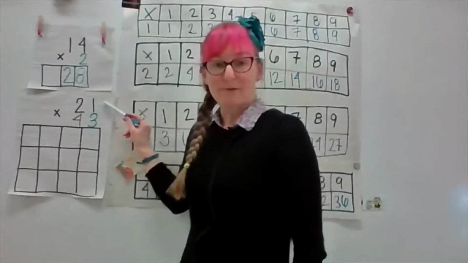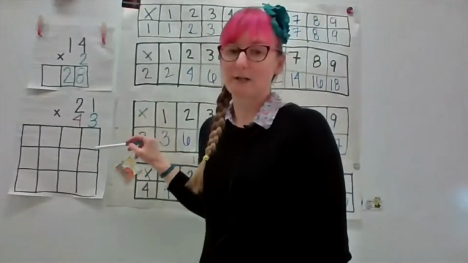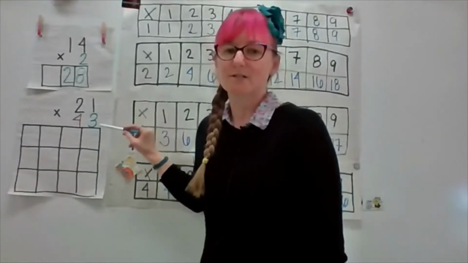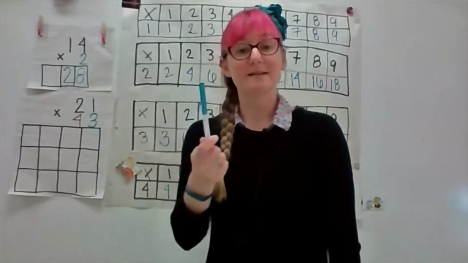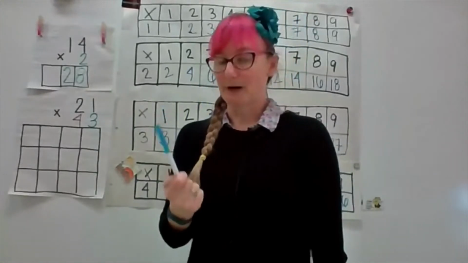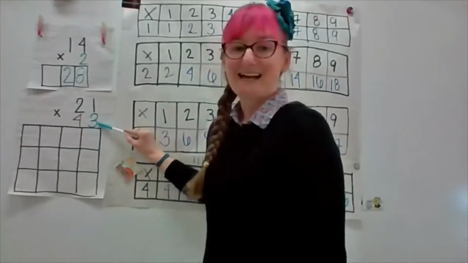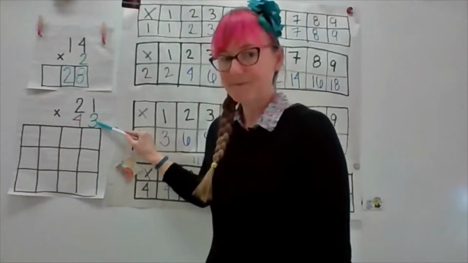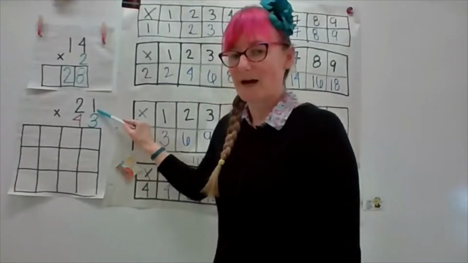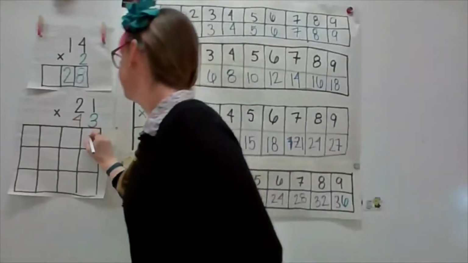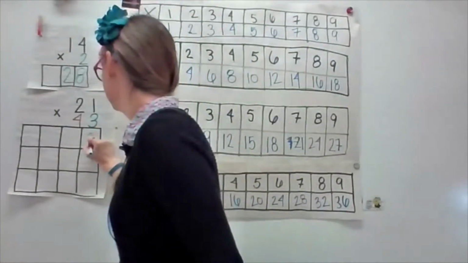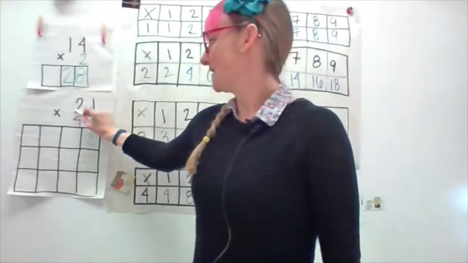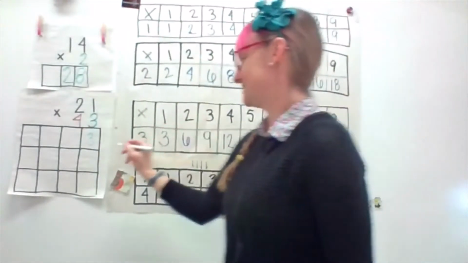My next practice problem is 21 times 43. So we have 2-digit times 2-digit. Again, we're going to start with our ones place, which means I'm going to be using my blue marker. This time, I'm going to need my 3 times table to help me. 3 times 1 equals 3. And then I'm going to look at 3 times 2, which is 6.